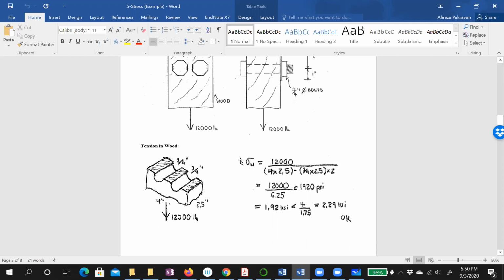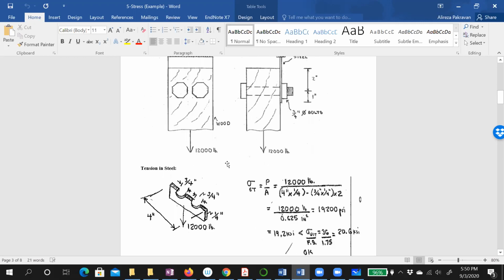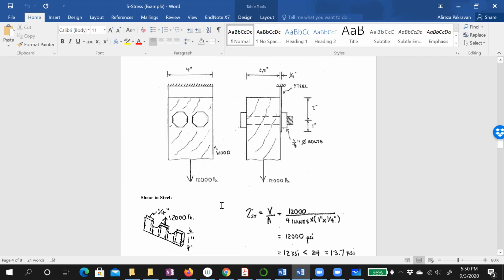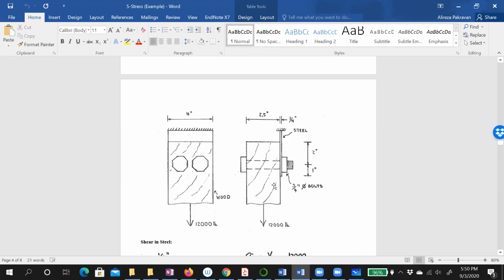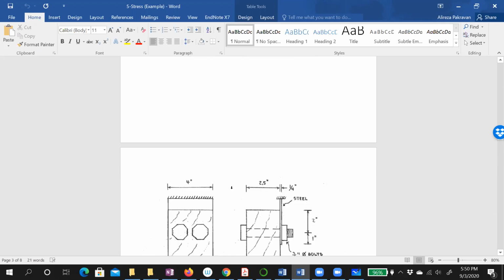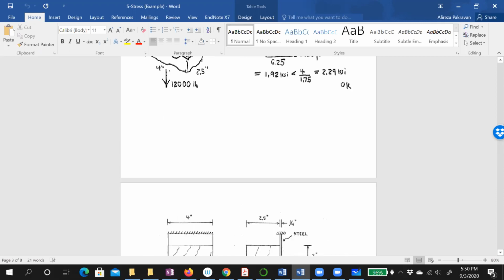So this is about the tension for both steel and wood, but for the shear, before we go to this calculation, let me draw a figure, because we need to discuss this one a little bit for the shear. Let me go to the whiteboard.